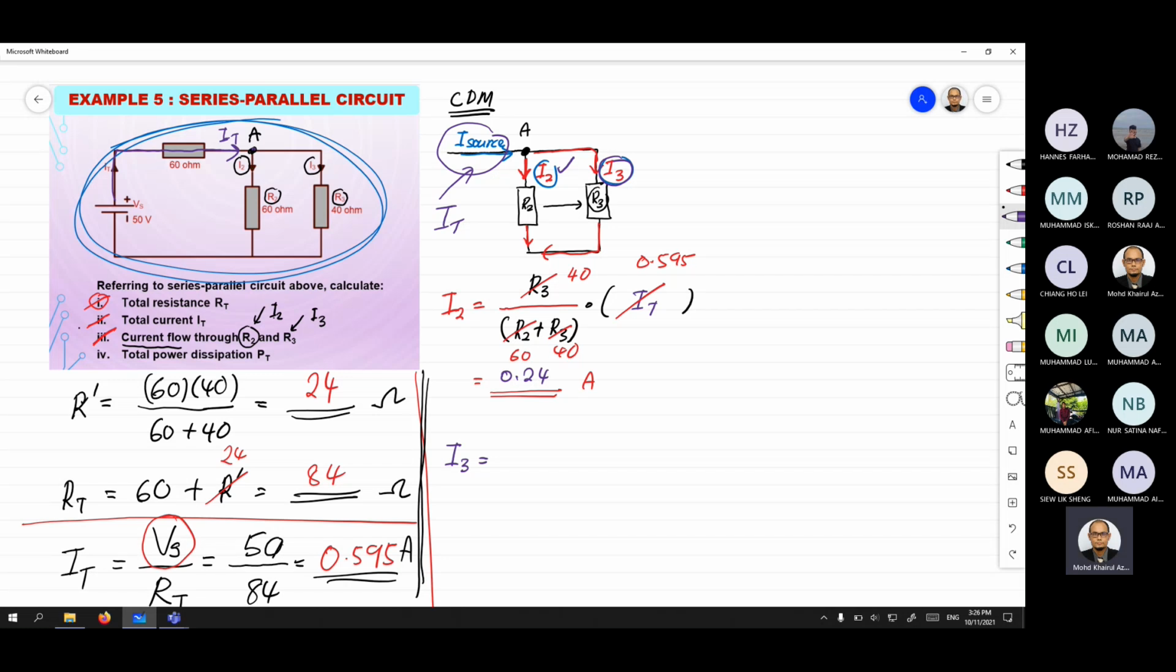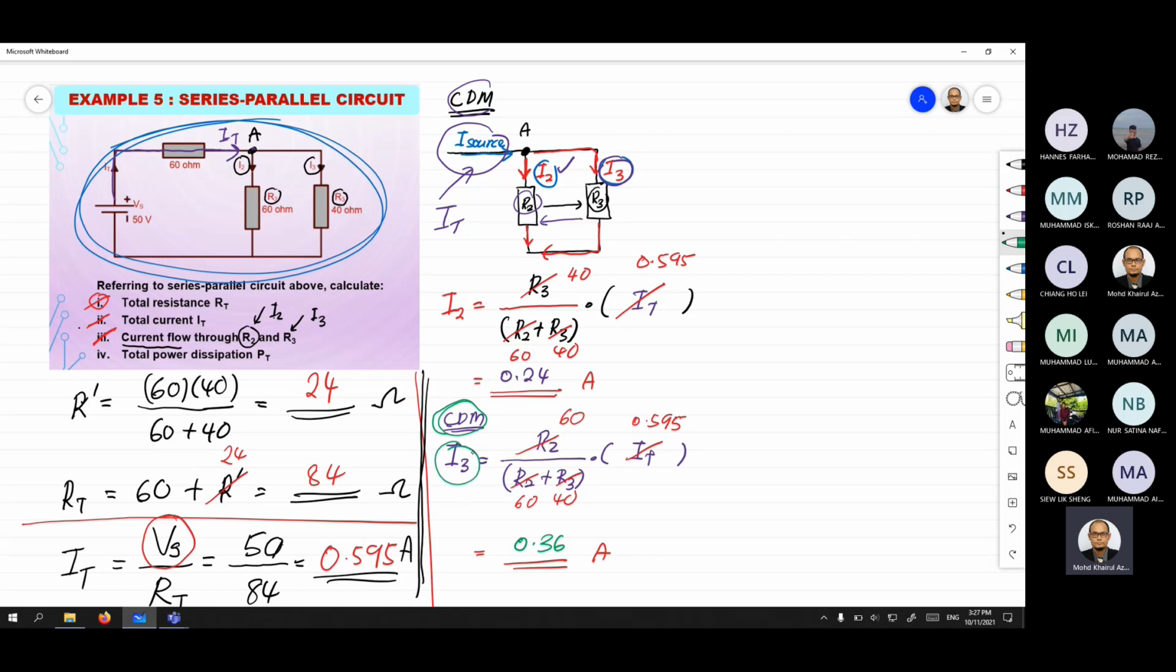Okay. Nak mencari I3, boleh juga you guna kaedah ni. Let's say saya nak menggunakan kaedah yang sama, iaitu current divider method. Dia memandang R2, and then R2 plus R3, darab dengan I total. So, this one is 60, this one is 60 plus 40, then this one is 0.595. Then your I3 is berapa? Tolong kira sekejap. 0.36. Kalau you nak guna kaedah CDM, you dapat macam ni lah.